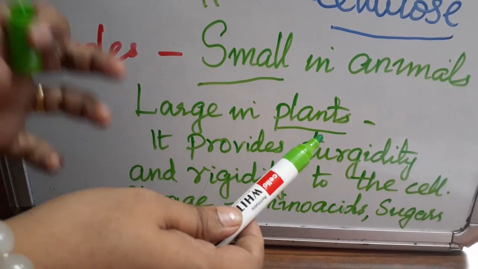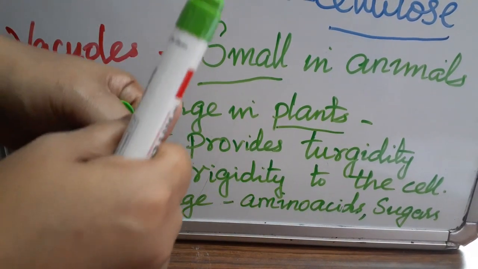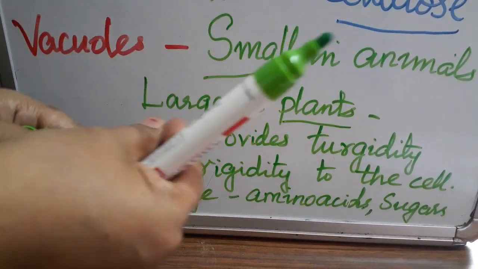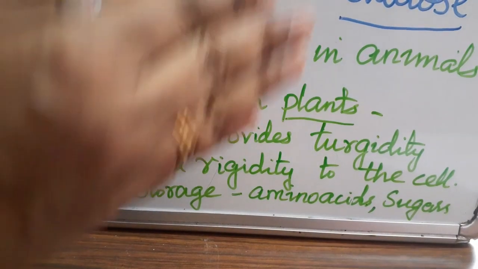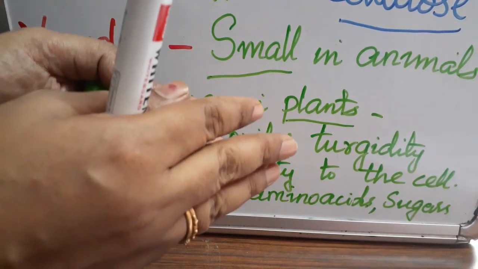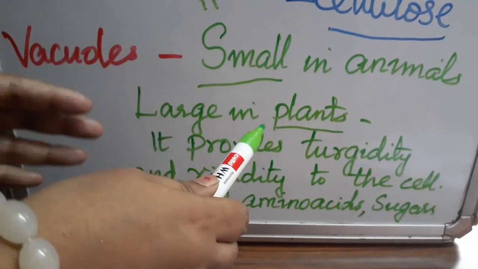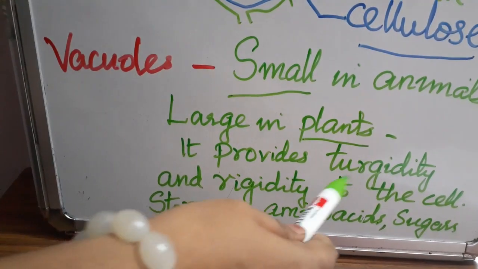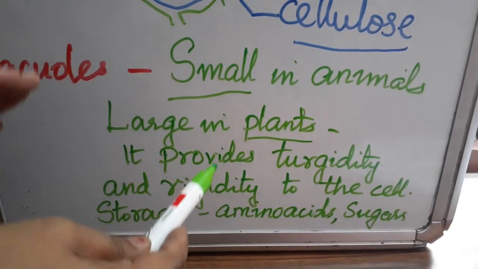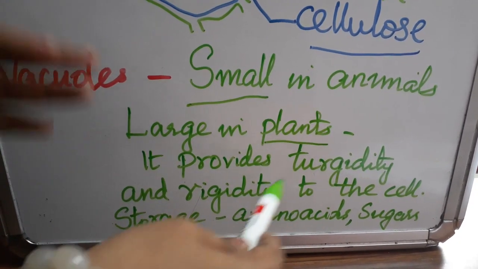Turgidity means if you take one stem of a plant and you break it, you can see some fluid-like structure. That is the cell sap. So if we are giving water to the plant, it will be straight and it will be turgid. To provide turgidity and rigidity, rigidity means strength to the cell. So the main purpose of the vacuole is to provide turgidity and rigidity to the cell.